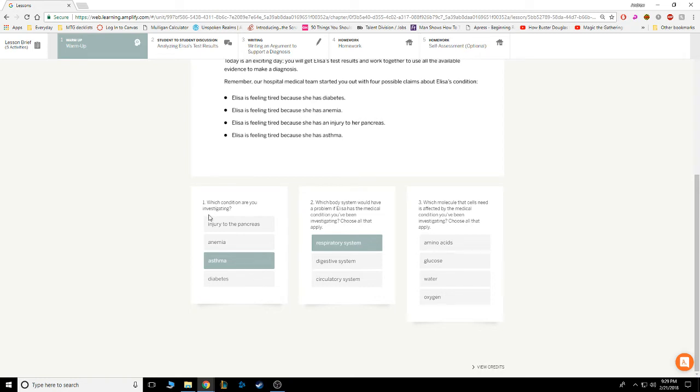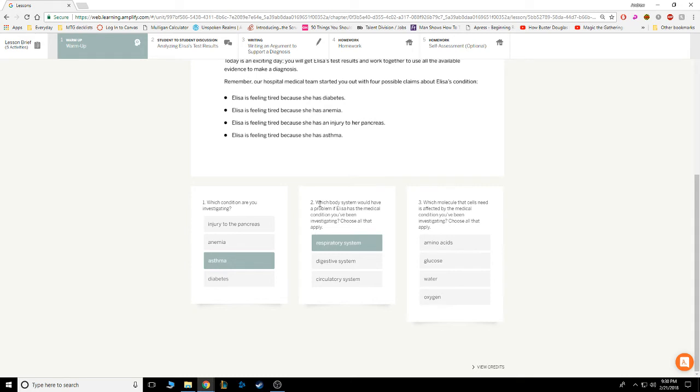So up until this point, you've been picking your own condition to look into. It started with the reading. You could pick one of them and begin looking into it. It's either an injury to the pancreas, anemia, asthma, or diabetes. As you can see here, I've selected asthma because asthma is the one I've been using for our examples, since many of us are familiar with it and know exactly how it works. So, for the condition we're investigating, I've chosen asthma. Yours could be different, but for this example, we're going to use asthma.